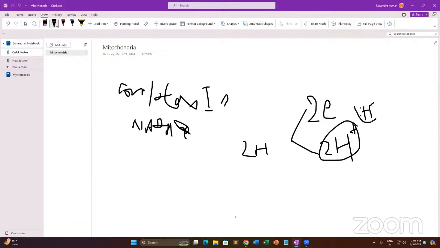The electron is accepted by NAD, which gets reduced to NADH, and finally it travels to ubiquinone, also called quinone, and gets reduced into QH2.